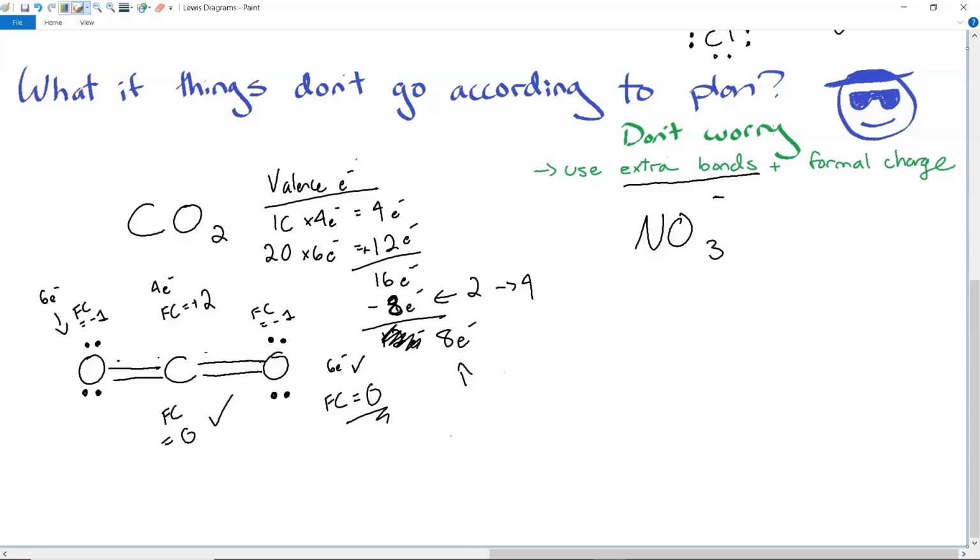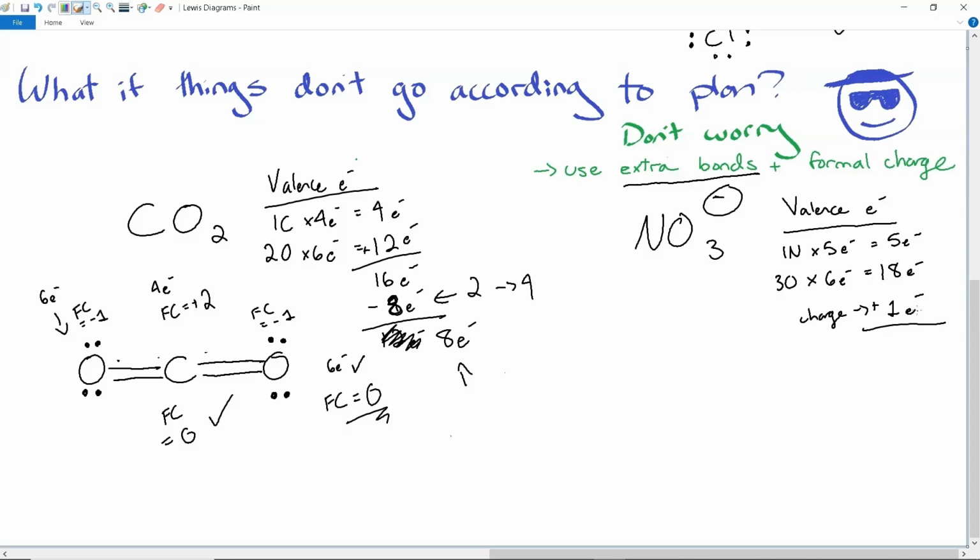Last one for today. What happens when we have an actual charge on our compound? The only thing that's going to change is we need to add this electron to our valence total. So I have 5 from nitrogen, 18 from my 3 oxygen atoms, and then I need to make sure to add 1 electron just from the overall charge. And so if I add those together, I get 24.